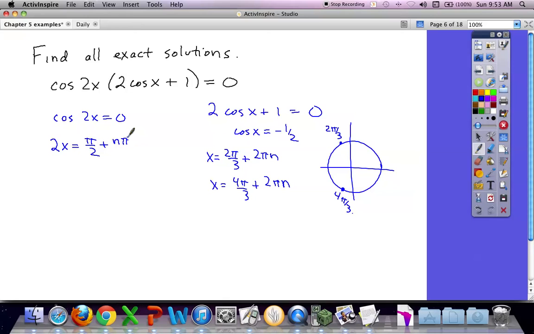Okay, now we're not done solving because we don't have this x isolated. I still need to divide both sides here by 2. And when I do, I get x equals pi over 4 plus n pi over 2. Right? And that will find all the solutions that when I plug them into here, it makes this cosine equal 0.